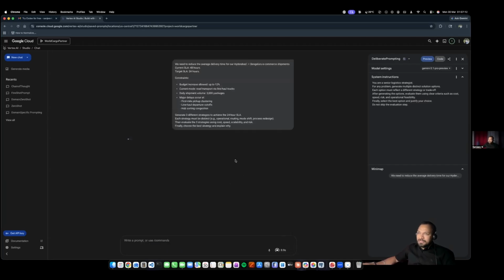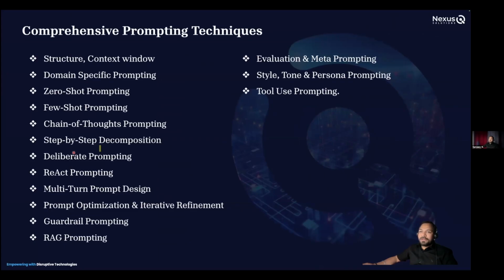So let us send this and see what the response is. In the meanwhile, I'll check what the next topic is. So we are at deliberate prompting. Next is React prompting.